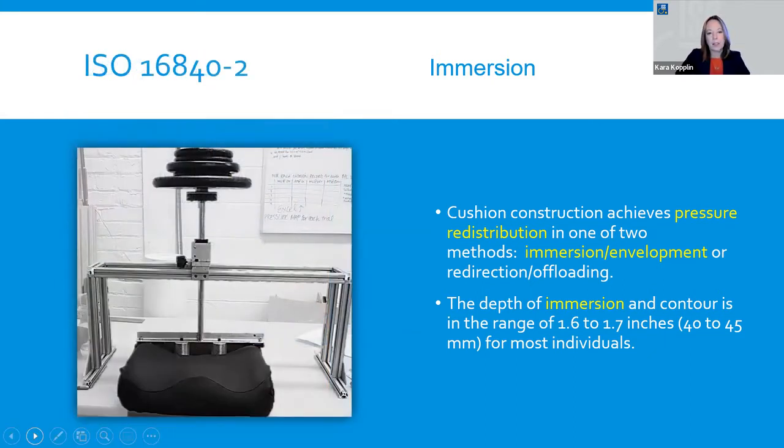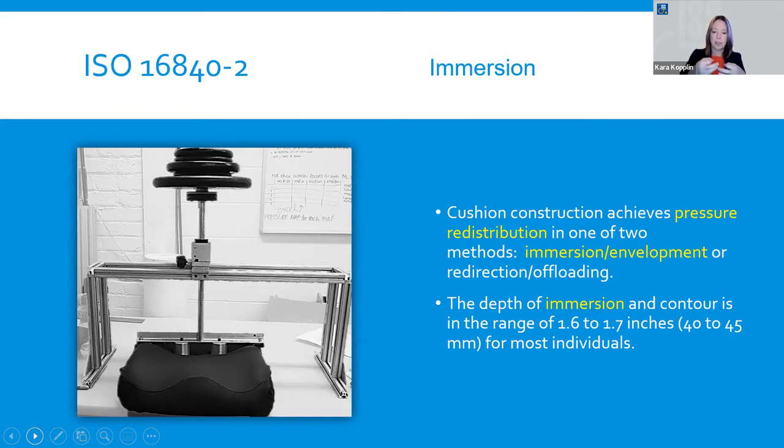This is ISO 16840-2. And I should back up and say that the ISO 16840 series is where you can find these cushion standards that all relate to pressure management and to stability and aging and vocabulary and so on. So in 16840-2, the immersion test is spelled out. And that test method is based upon those very geometries.